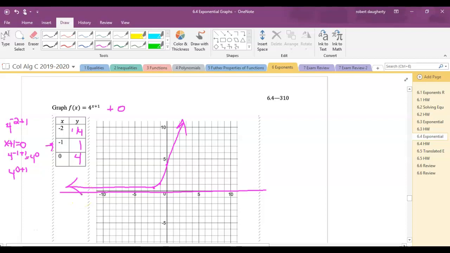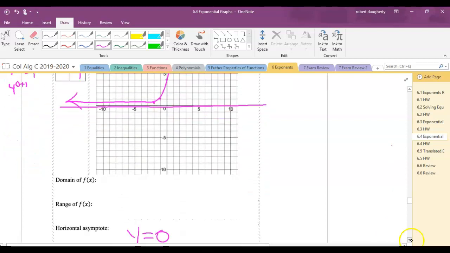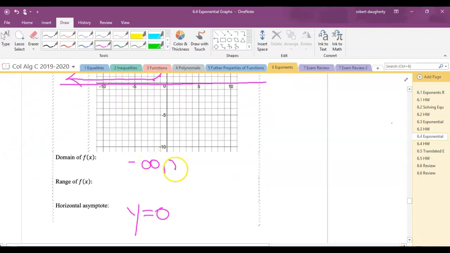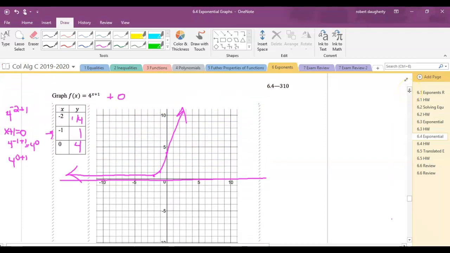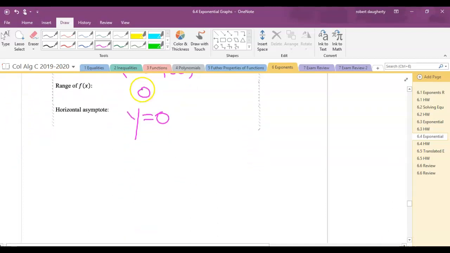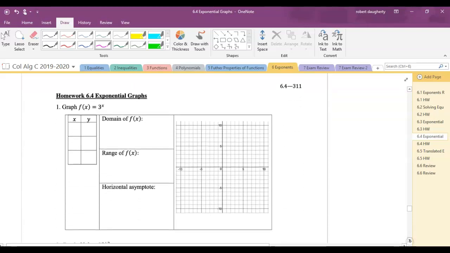It's 4 to the x shifted where? 4 to the x shifted to the left by 1. Okay? So the domain is negative infinity to infinity. So domain is negative infinity to infinity. What is the range? 0 to infinity. And is there one more, or are we done? Oh, then we're into the homework.